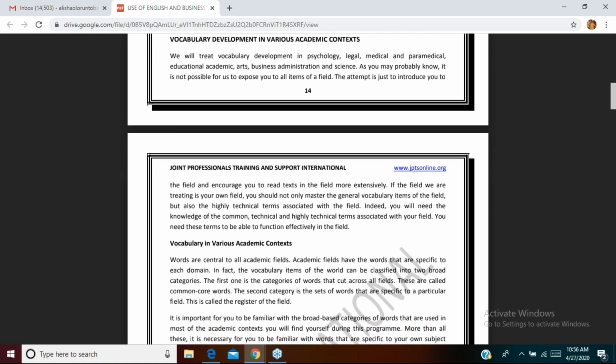So you are in one department or the other. Those of you listening to me now, some of you are in the engineering department, some in computer science, some in educational planning and management, some in public health, some in healthcare management. So you must be able to master the words that are particular to your own field. It's important.